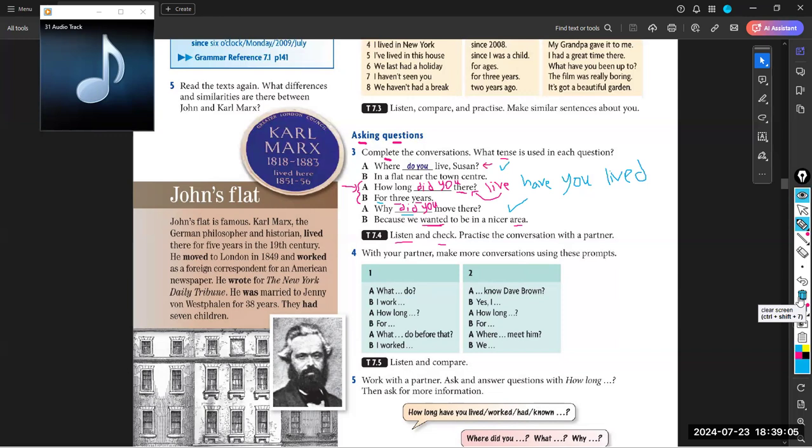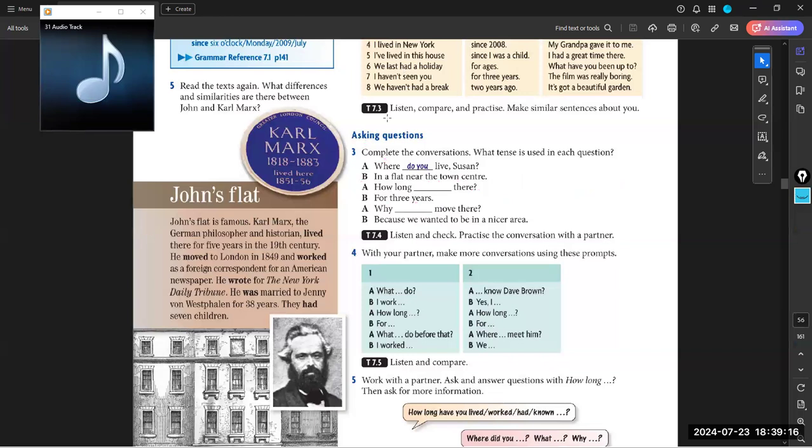Okay. Now, exercise number 4, we have to make conversations using these prompts. Okay, let me ask you these questions. Both are correct, exactly. Both of them are correct. But if you want to use the present perfect, this person is still living there. Okay? But if I want to use simple past, no, I moved. I changed the place.